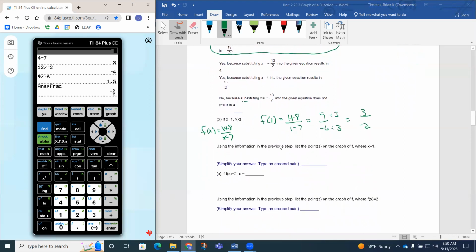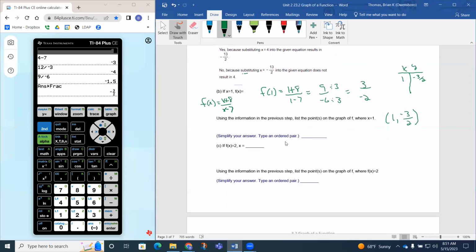So using this information, list the points on the graph of f where x equals 1. So the ordered pair is going to actually be (1, -3/2). So remember, with a function, we have an equation, and what you're doing is essentially generating a table, this x-y table, where 1 goes in and -3/2 came out. And notice how that represents an ordered pair as well that can be graphed.